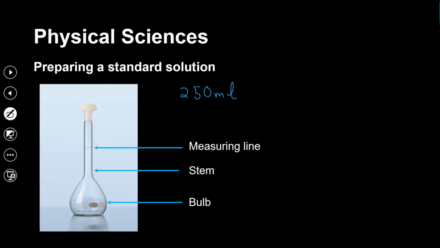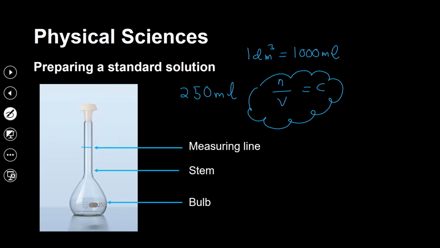That's the volume. Where there is a measuring line, that's the amount of distilled water that we put into the flask. And then it's got a stem, and remember, for every cubic decimeter there are 1,000 milliliters. So this is like a quarter of that. If we know the moles of substance and we know the volume of solution, we are able to determine the concentration of that substance. As a result, we can say, this is the concentration of the solution.